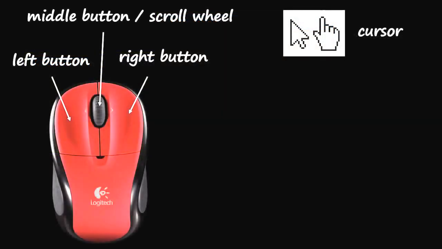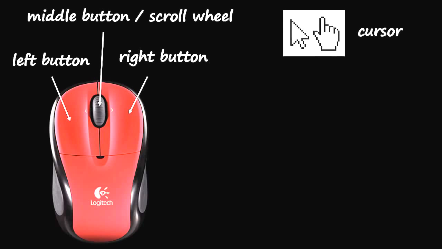To interact with these windows, users need a pointing device, and on desktop PCs, that's going to be a mouse. What the user is currently pointing at on screen is represented by a cursor, which is usually just a little arrow, and they move the cursor around by moving their mouse around on the desk.